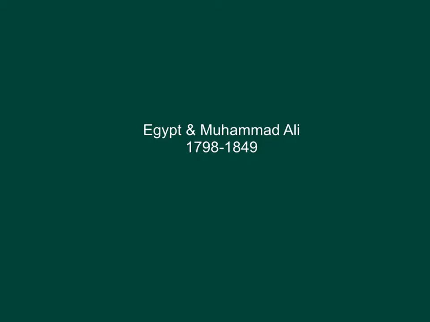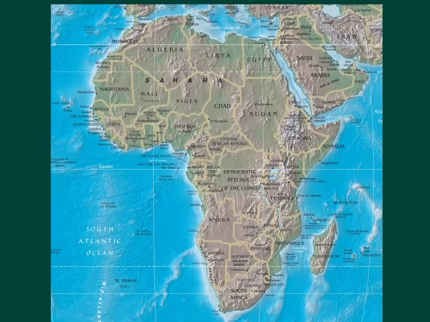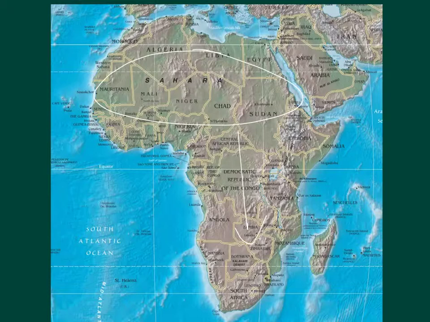We will spend the next two classes studying Egypt, a leader named Muhammad Ali, and Britain's eventual seizure of control over Egypt. For the last two classes, we have been discussing events south of the Sahara. The Sahara is the world's largest desert and exists right here. Everything south of Saharan Africa is referred to as sub-Saharan Africa. Now we're switching our focus to north of the Sahara in North Africa, specifically Egypt.